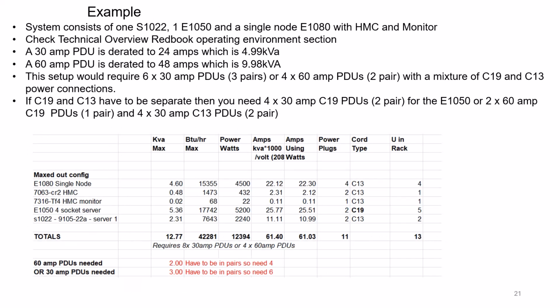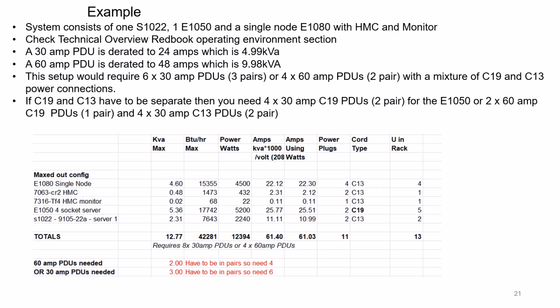This example shows you some of the complexities with planning. In this case, I haven't included any storage or anything. I've simply been planning for the PDUs for the servers and the HMC and monitor. So I have an S1022, an E1050, and a single node E1080. And I pulled all the information for them from the Redbook operating environment section for each one. When you look at this setup, the total kVA required is 12.77.